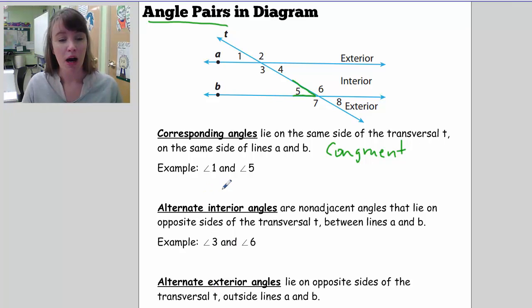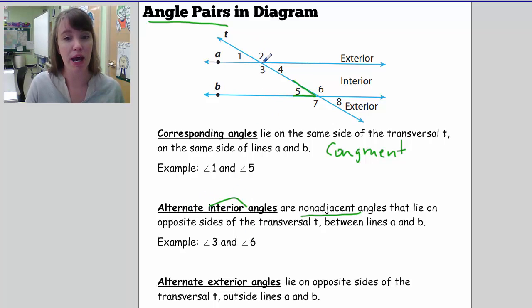Alternate interior angles are non-adjacent angles. Non-adjacent means that they are not next to each other, that lie on opposite sides of the transversal between the lines A and B. Interior means between the lines. So we have this space interior. And they are non-adjacent angles that lie on opposite sides of the transversal. So alternate interior, for instance, 3 and 6.